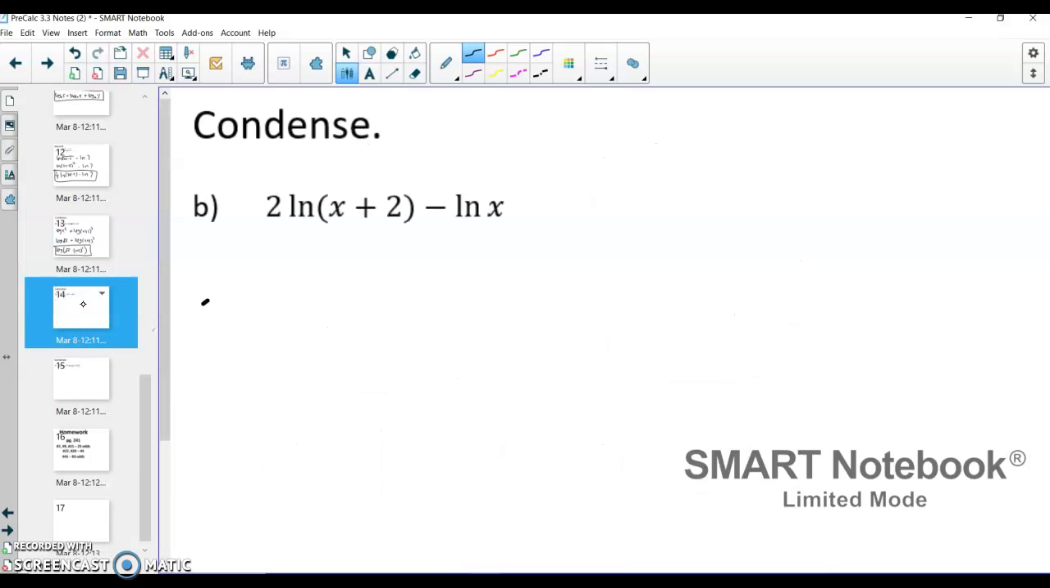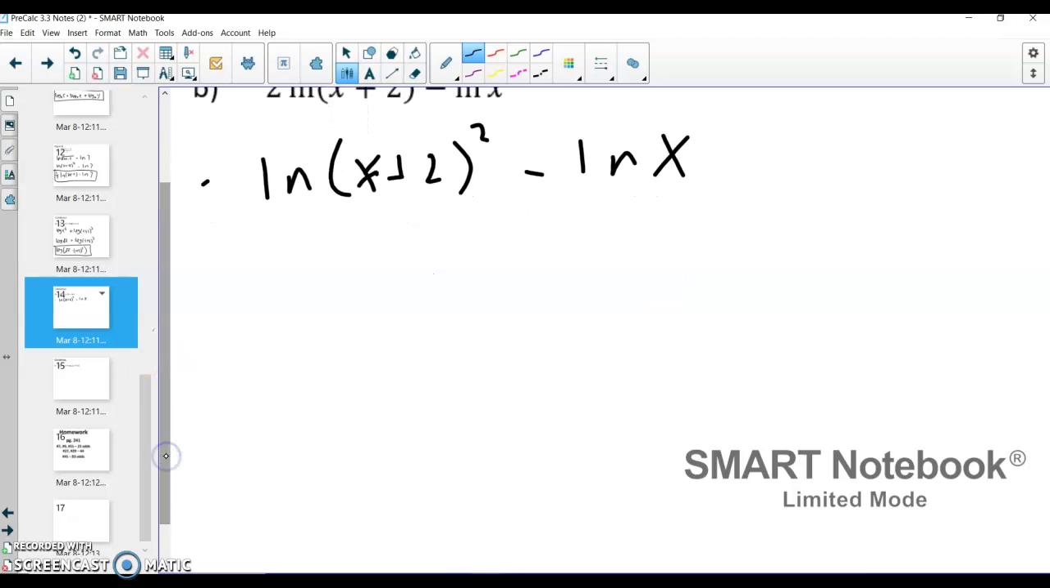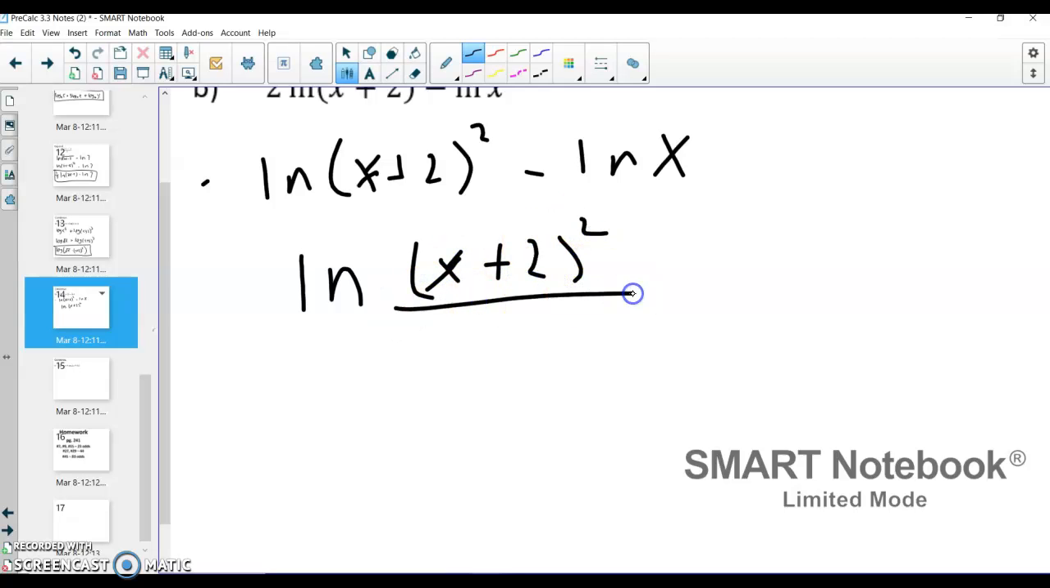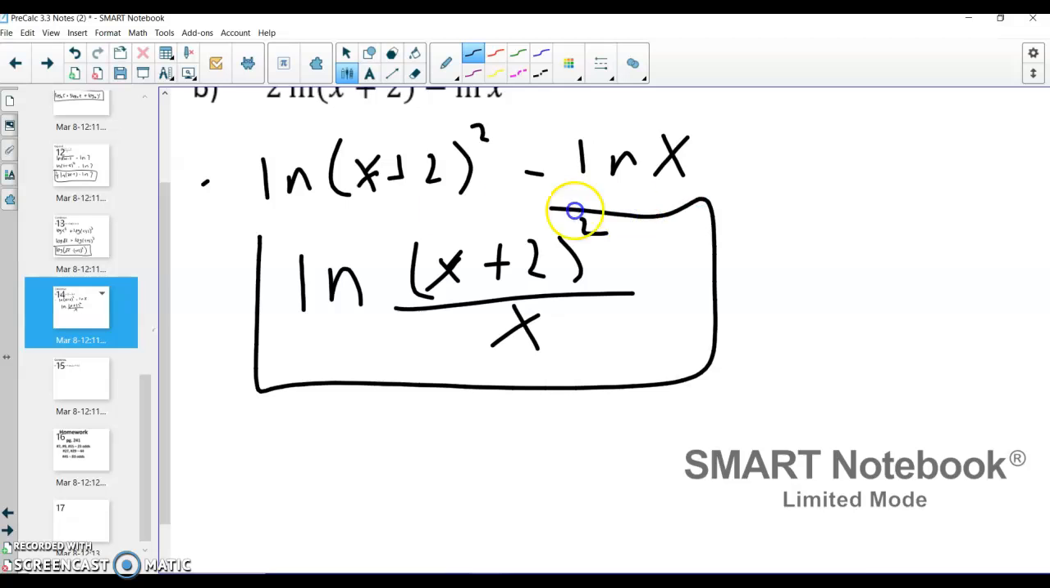A couple more examples, and then we'll be done. We have this being the ln of x plus 2 squared minus the ln of x. And then I got the ln of x plus 2 squared divided by x, and that would be my condensed version.